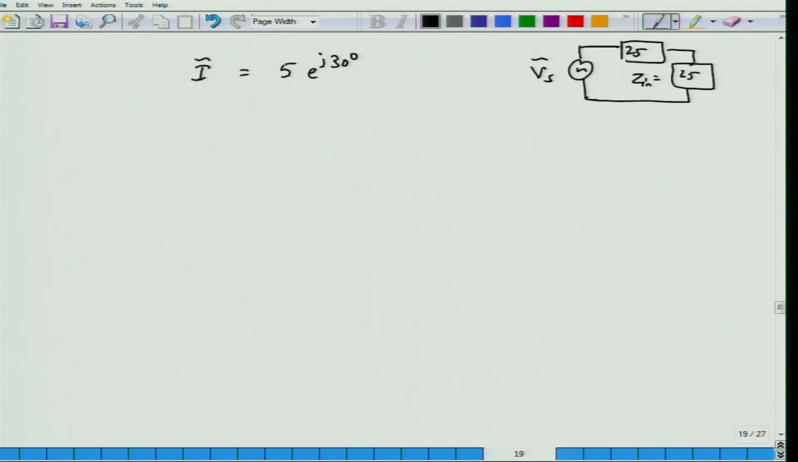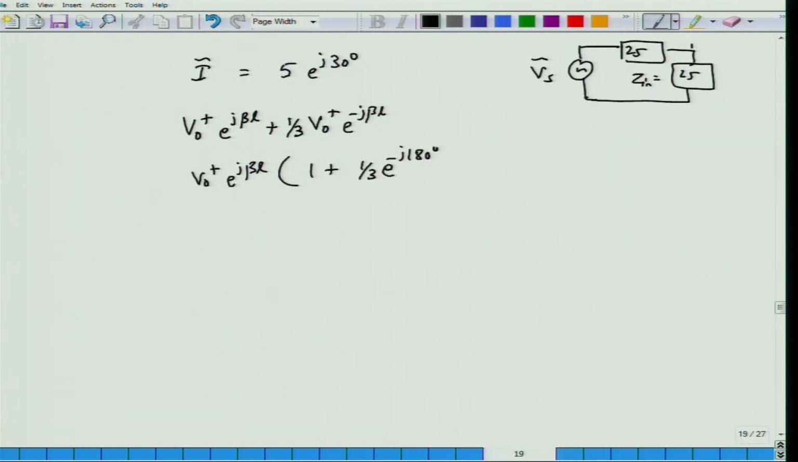Now I can find the line voltage. I know the line voltage expression, which is V0 plus e power j beta L plus gamma L, in this case equal to 1 by 3, times V0 plus e power minus j beta L. I know beta L is pi by 2, therefore this becomes j and this becomes minus j. I can take V0 plus e power j beta L as a common factor and end up with 1 by 3 e to the power minus j 180 degrees. This beta L is nothing but 90 degrees.